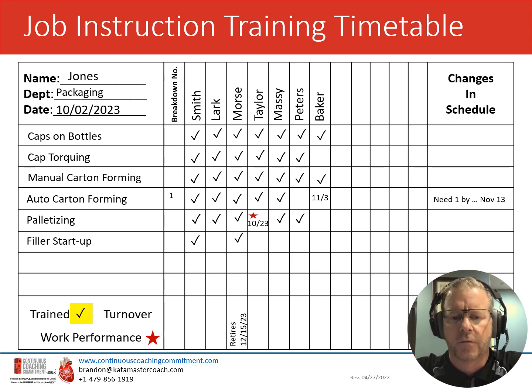Next was Taylor's palletizing. And since that was fairly familiar to Taylor, only on a few of the palletizing standards, Jones thought that October 23rd would be a good date to have Taylor completely fully trained. So October 23rd, Jones wants to check that box as fully trained.